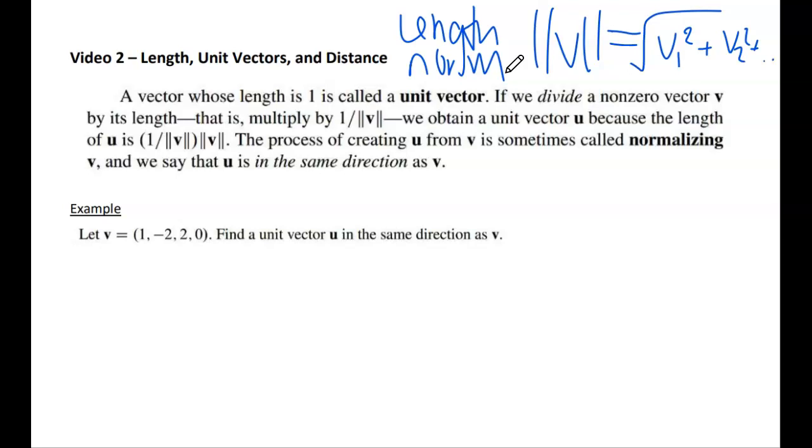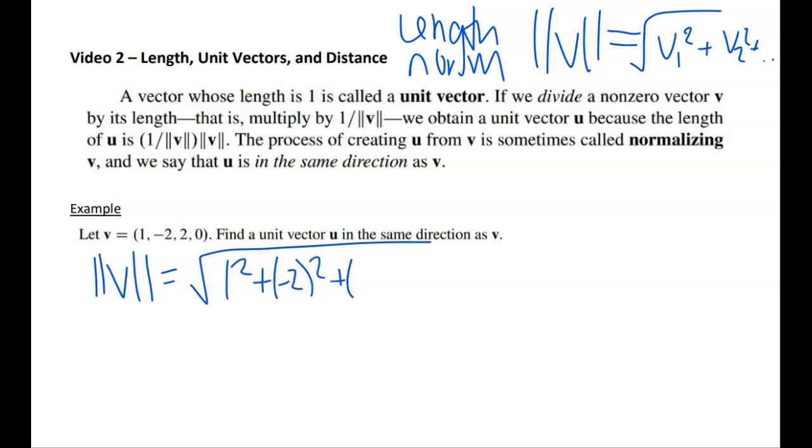So let's look at an example here. I have v, find a unit vector u in the same direction as v. So the first thing we're going to do is find the norm of v. And so that's the square root of 1 squared plus negative 2 squared plus 2 squared plus 0 squared. And that ends up giving me the square root of 9, which is 3.